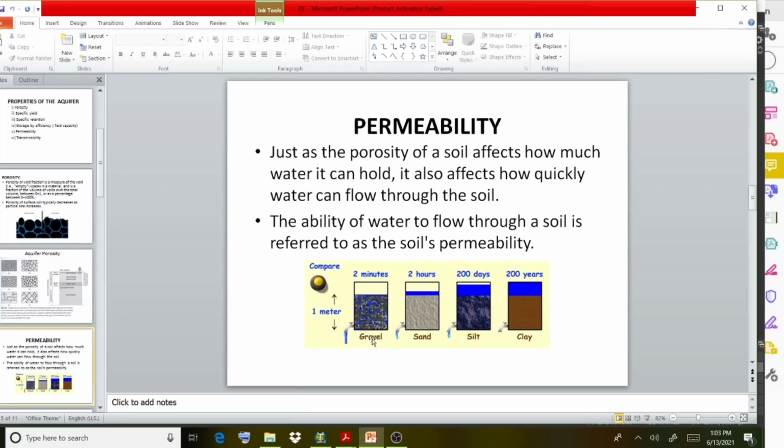In the first case, gravel, it takes 2 minutes, in the second case 2 hours, silt 200 days, and clay is very difficult actually. We can't see anything. Even if it is 200 years, through the clay particles the permeability is very, very, very low.